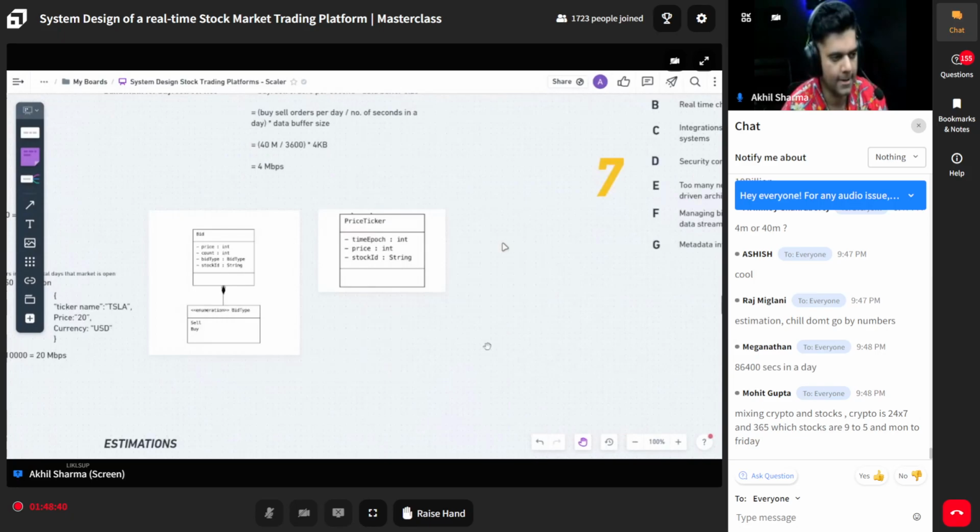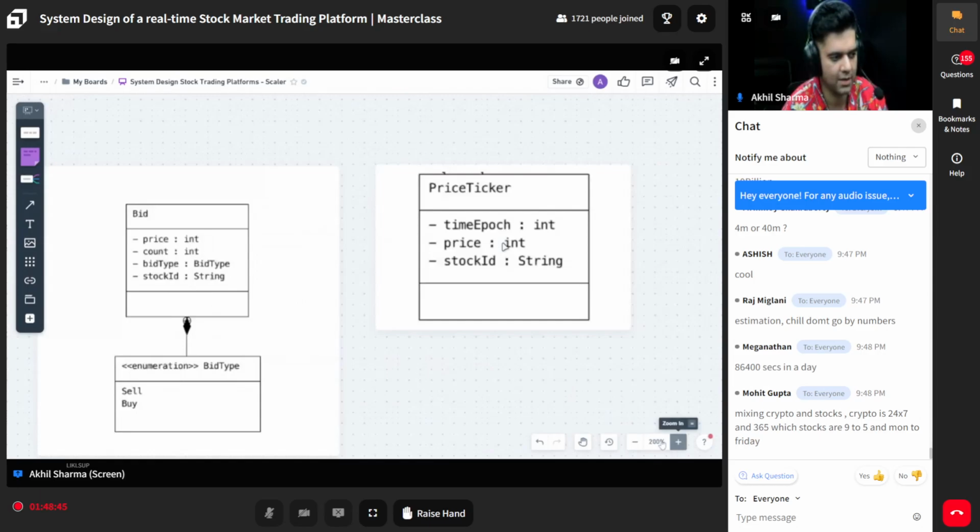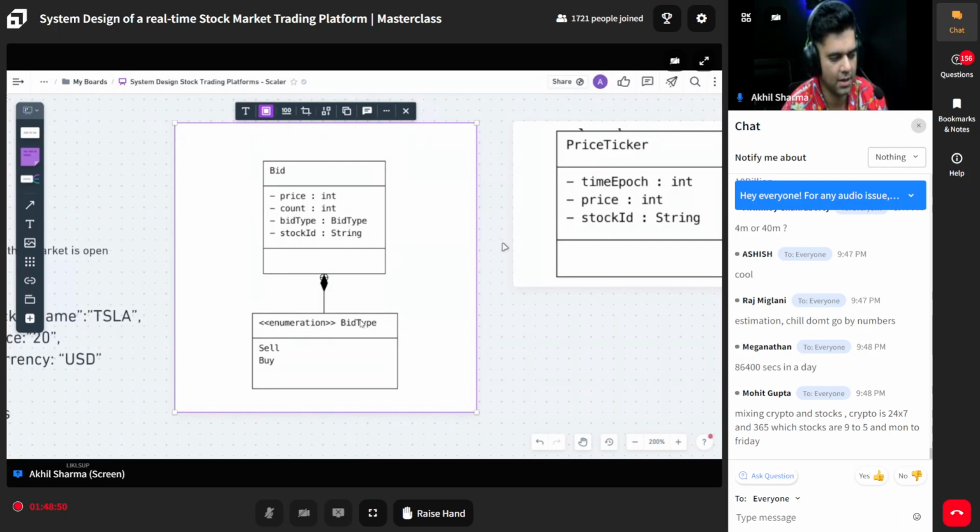And now this is something you're not supposed to do in an HLD round, but I've done it already for you anyways. This is what the bid looks like. The bid will have a price, count, bid type, and stock ID. It will have the bid type here: a sell and buy. So they can have two types of bids, a sell and buy bid.